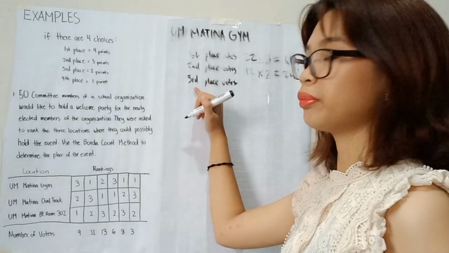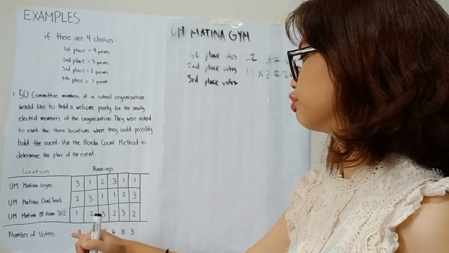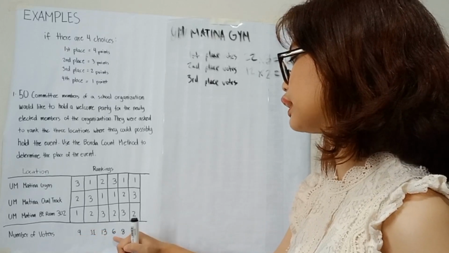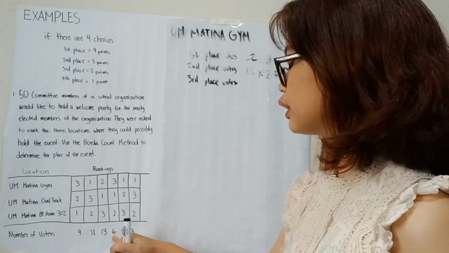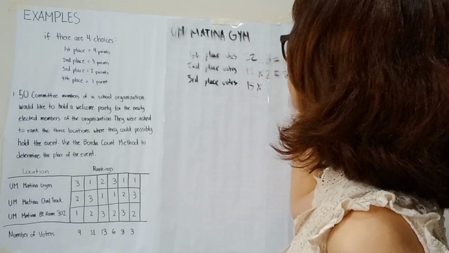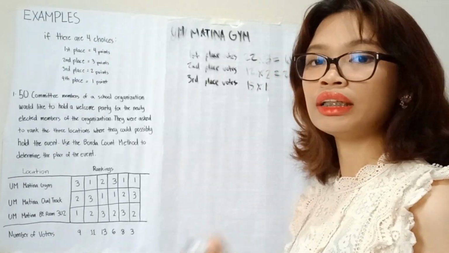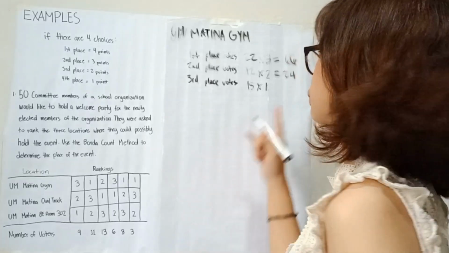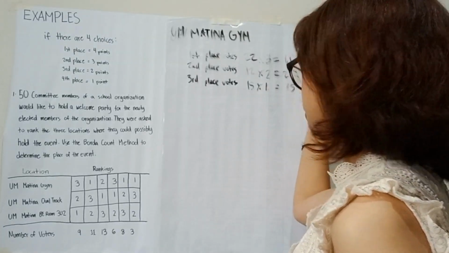Next is the third place. So let's find the third place. So we have the number of voters of 9 and number of voters of 6. So we have 9 plus 6 is equal to 15. 15 times 1 point, since it is the last place, so it has the least point, which is 1 point. So 1 point times 15 is equal to 15 points.